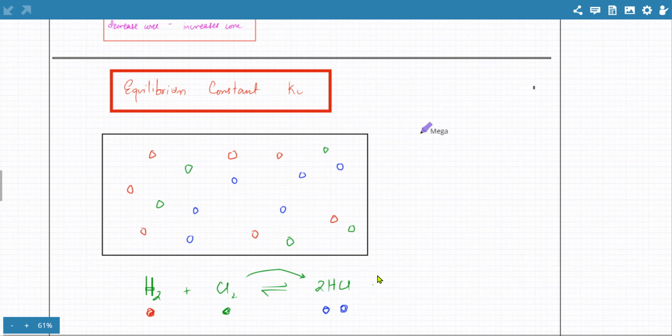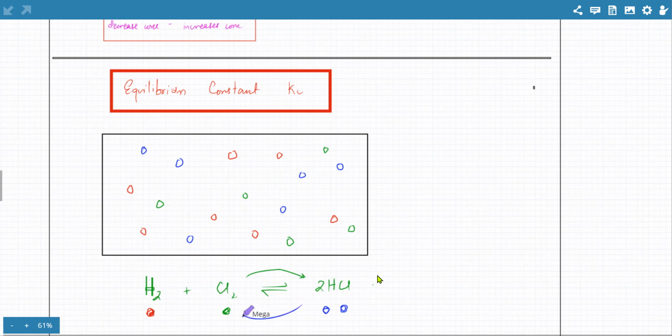And then once this happens, backward reaction will also start happening. So two more H2 and Cl2 molecules react and produce HCl, but at the same time, two HCl molecules might combine to form H2 and Cl2 back again. And that's when a reversible reaction sets in.